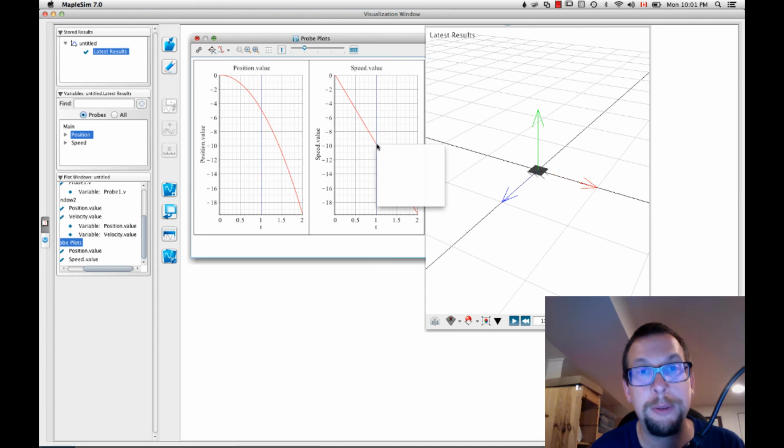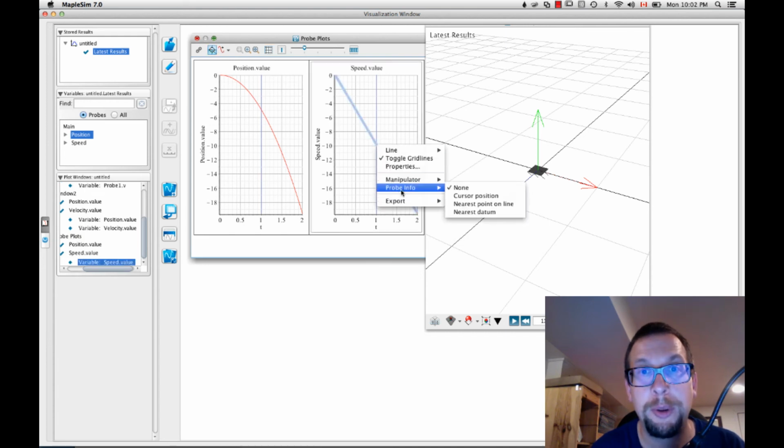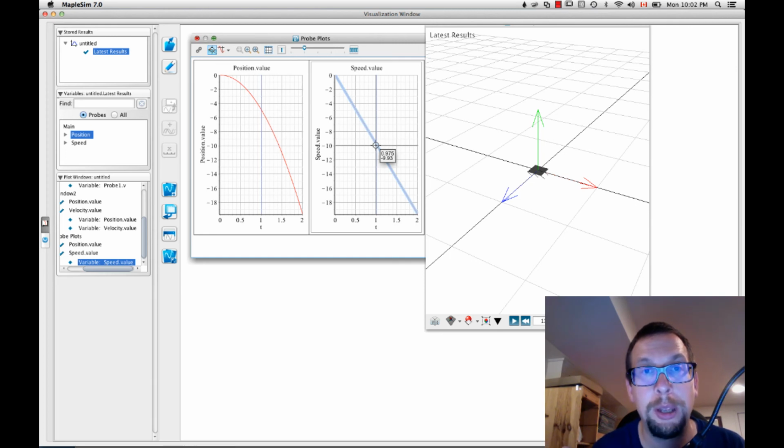Now I'm going to get the value for that position right there. So I want probe information. I want cursor position. I'm going to go over there. And look at that. So when we are at minus 10 meters per second, so we've dropped, and we're dropping, and we've hit minus 10 meters per second, which is 10 meters per second downwards, it says that the time value is 0.975, or about 1 second.